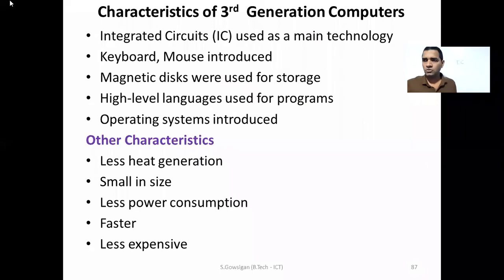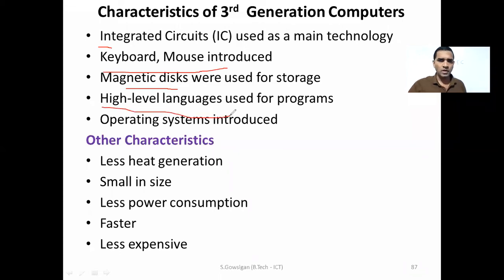Okay, so IC used, it's correct, we discussed. Mouse, keyboard introduced. Yes, magnetic disks also introduced, even in the second generation that is there. High level, I explained about high level languages. In the second generation, both assembly language and high level languages were used, right?